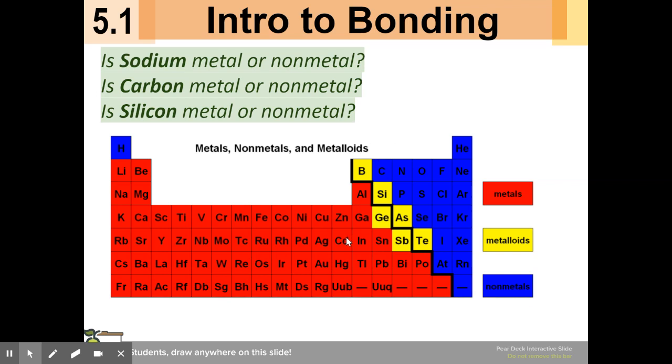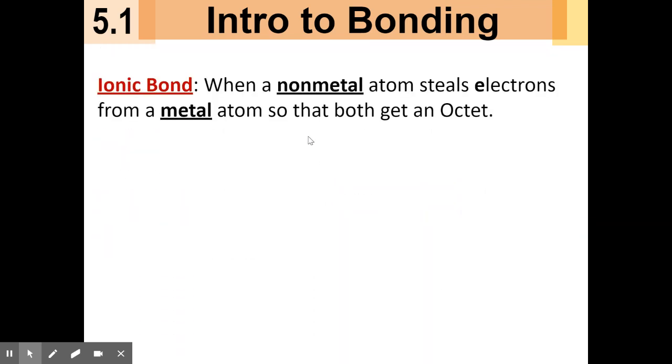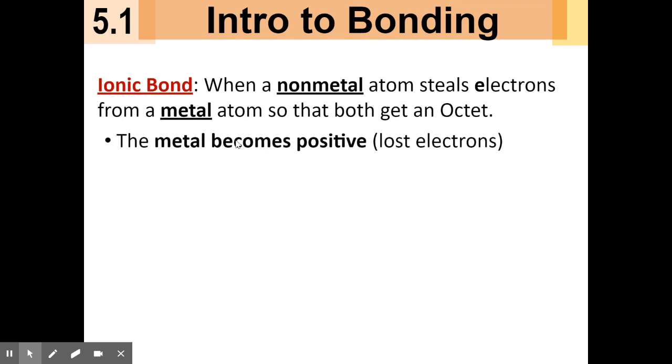Okay, so how does bonding work now? Well, metals want to give up electrons. That's the easiest way for them to get an octet. Nonmetals want to steal electrons. That's the easiest way for them to get an octet. So a natural type of bonding that can occur is called ionic bonding. That's when a metal and a nonmetal get together. The nonmetal steals electrons from the metal. And so as a result, both of them get an octet.